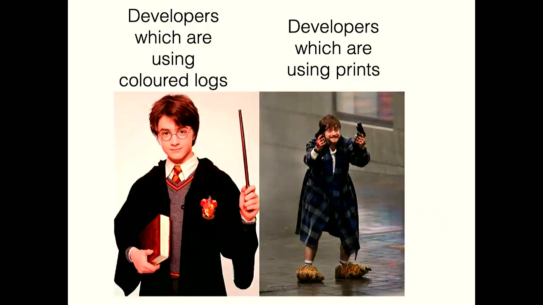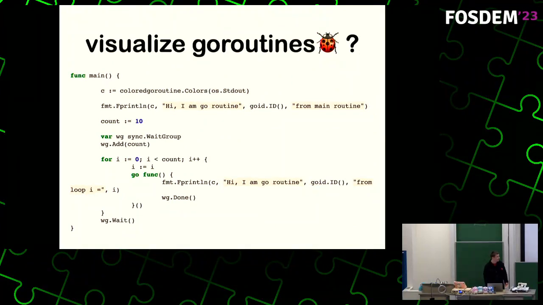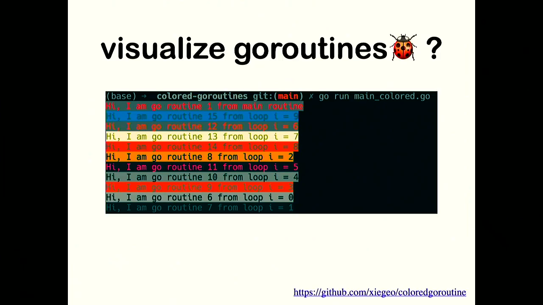So maybe we can just color logs. I don't know, visualize goroutines, why not? Here's a funny package, which just prints different goroutines with different colors, like this. So yeah, if you do something very quick, you can just figure out which goroutine has which color, etc.